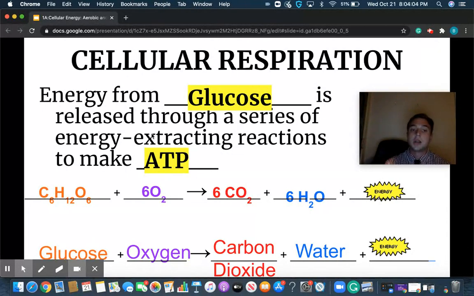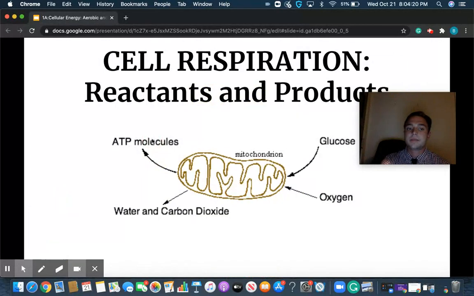So notice here on the bottom, I have the numerical chemical formula as well as the written chemical formula. So again, it is glucose plus oxygen yields or produces carbon dioxide, water, and energy. And in this case, that energy is ATP. Specifically, this process occurs in the mitochondria within the cells.